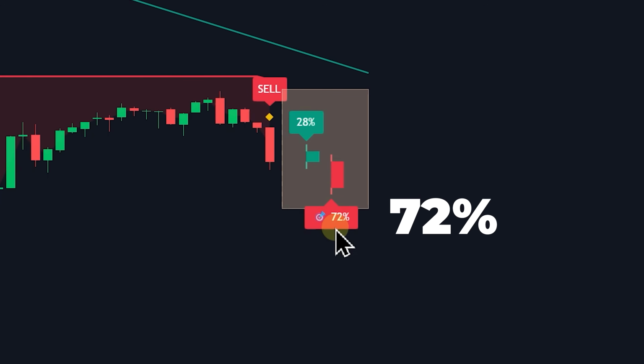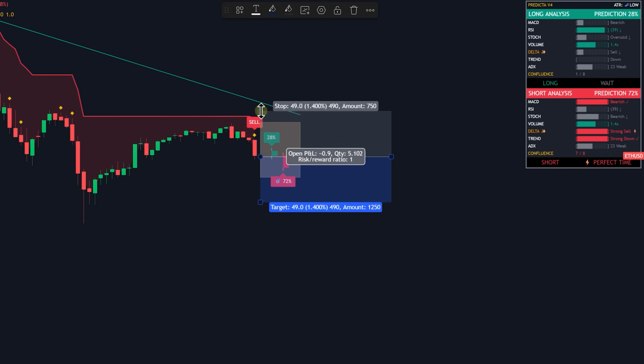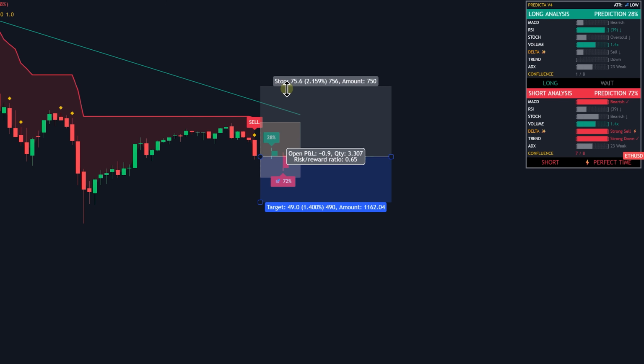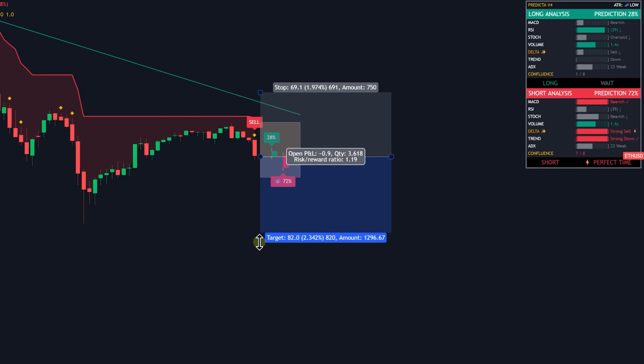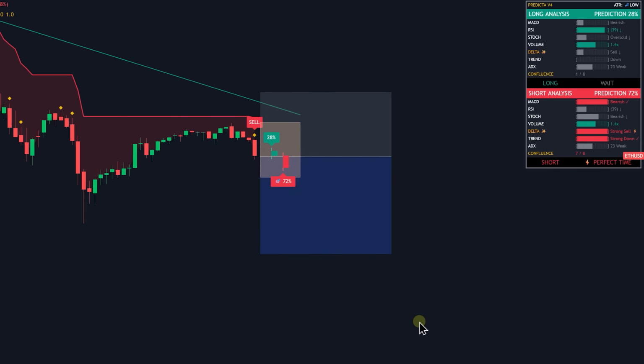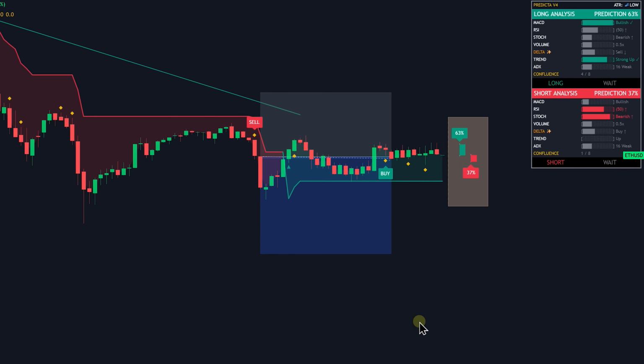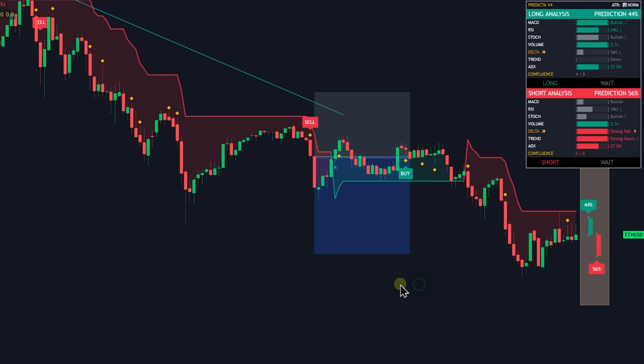With all conditions met, we take a short position. The stop loss is going to go just above the trend line or above the SuperTrend cloud. The take profit is going to be set at 1.5 times the risk. We let the trade run. And as you can see, the trade was profitable.